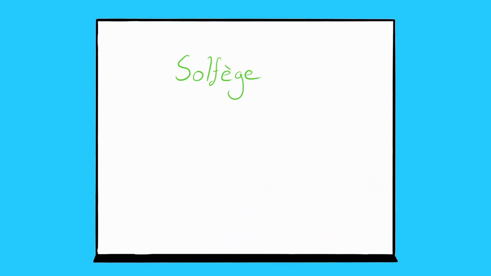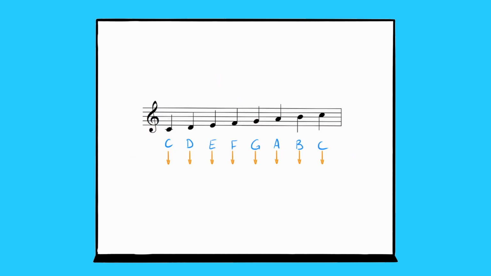Solfege is a system by which every note in the scale is assigned a particular syllable: do, re, mi, fa, so, la, and ti. In a C major scale, notice how the syllables line up with the pitch names. C is do, D is re, E is mi, and so on. When we get to the top, we repeat do because, as we've already talked about with the musical alphabet, it continues repeating forever in both directions.